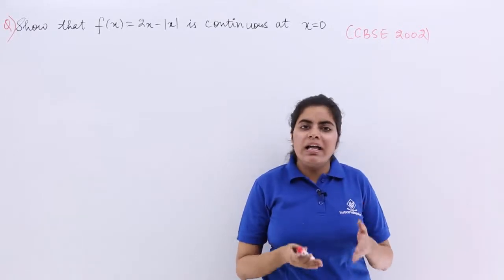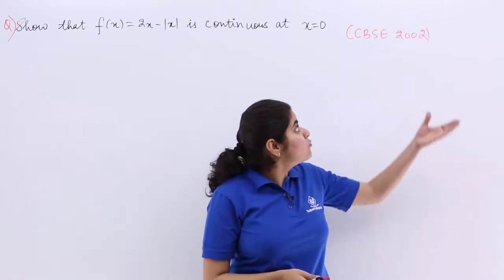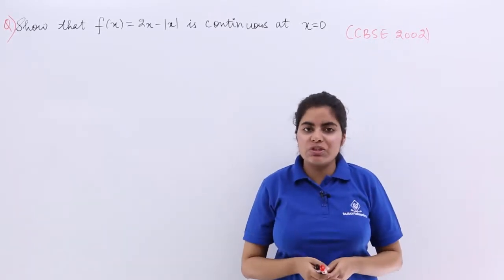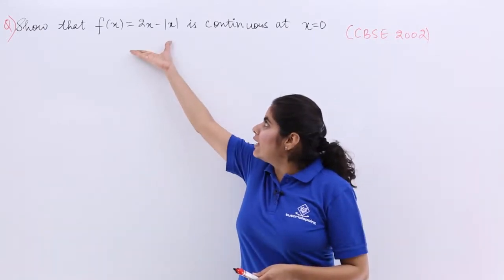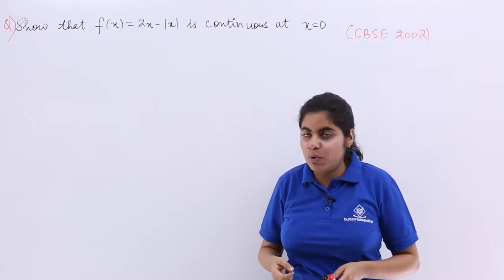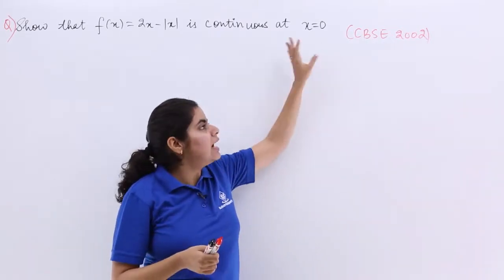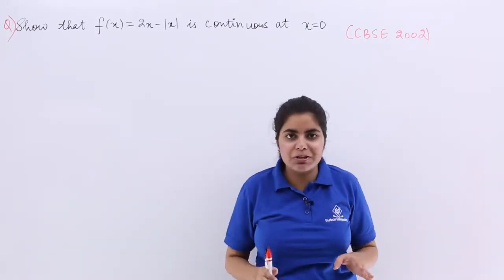In this video, let's see a numerical problem which was asked in the year 2002 in the CBSE previous year examination, and the question was based on continuity. The question says, show that f(x) = 2x - |x| is continuous. The function is continuous at x = 0. So basically it is already telling you that the function is continuous.